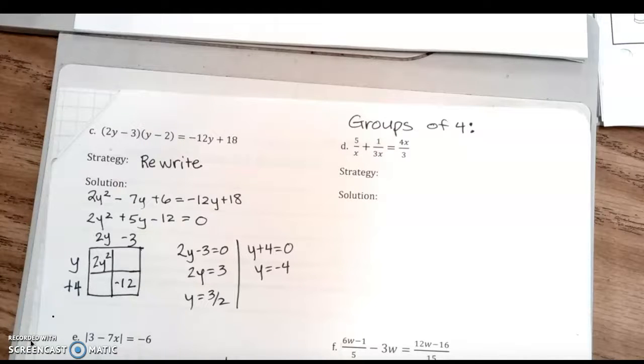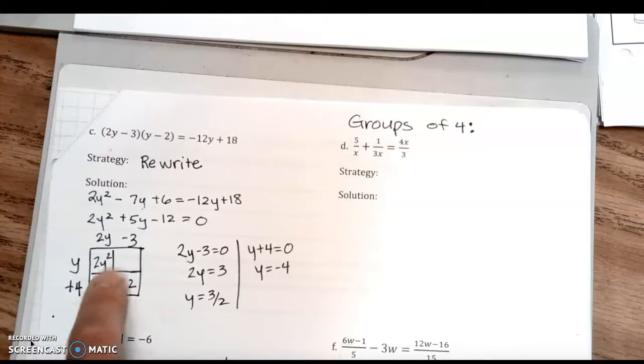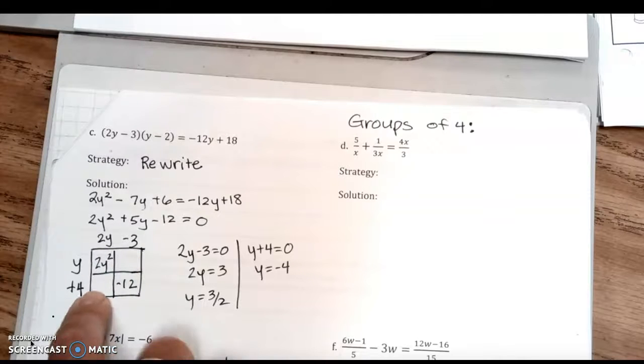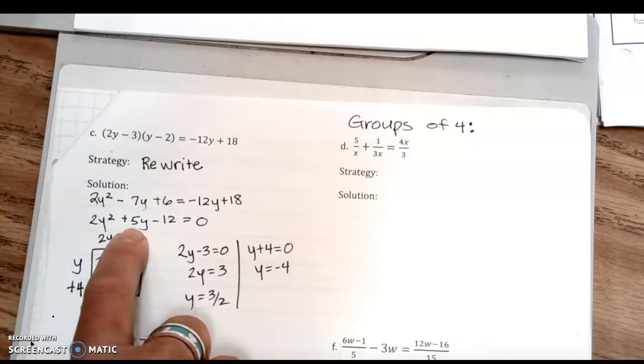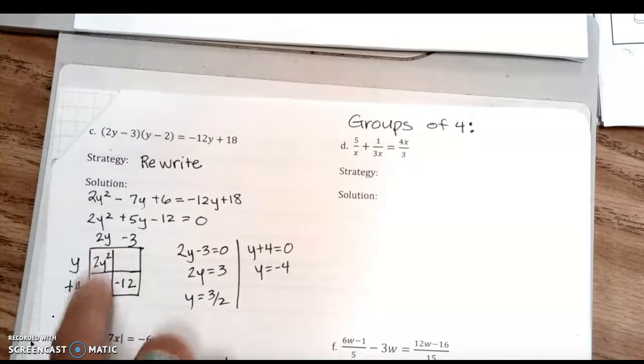You could actually use the quadratic formula from here if you wanted to. Or you can do what I did and use the factor table. So again, I filled in the first term here, the third term here. And then I had to figure out what these two boxes would get in order to make our 5y. To get our 5y, I needed 2y and 4, which would be our 8y.